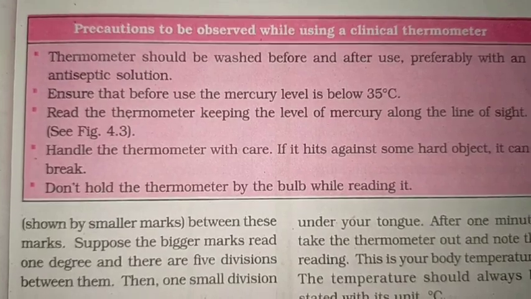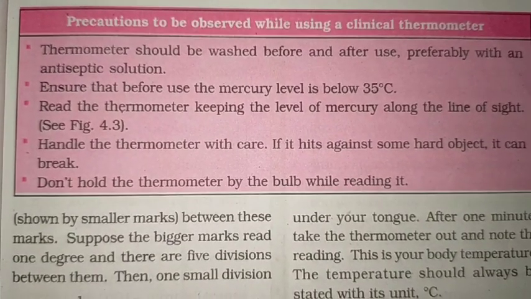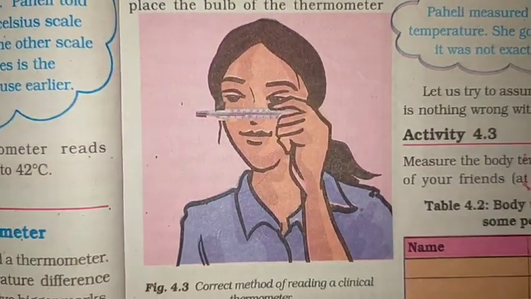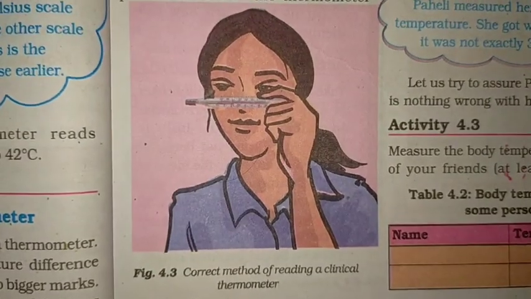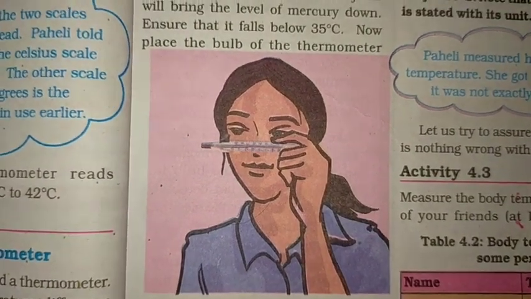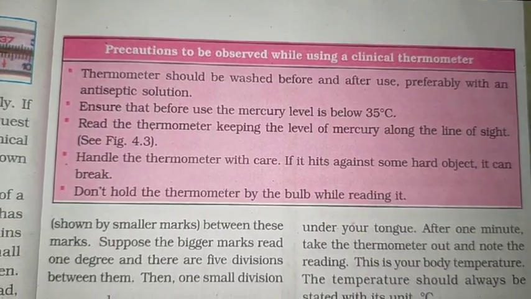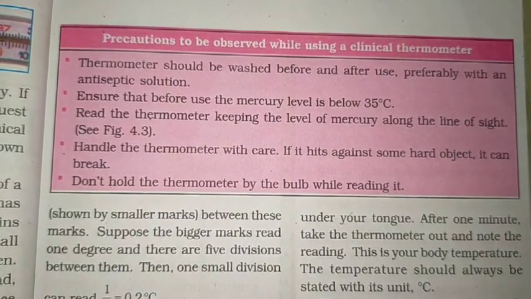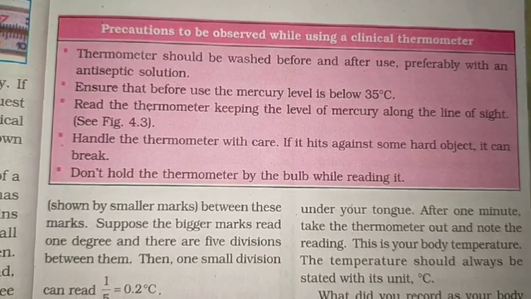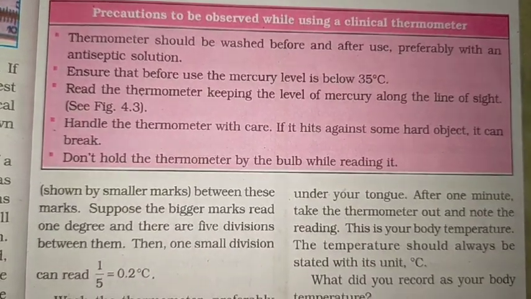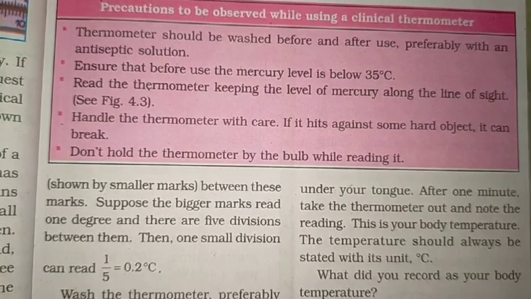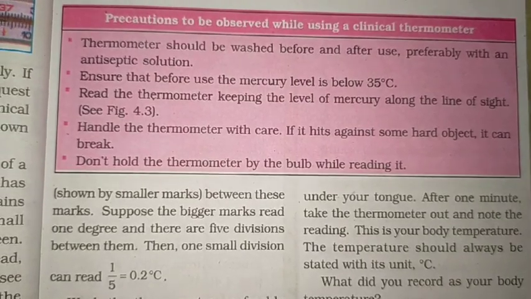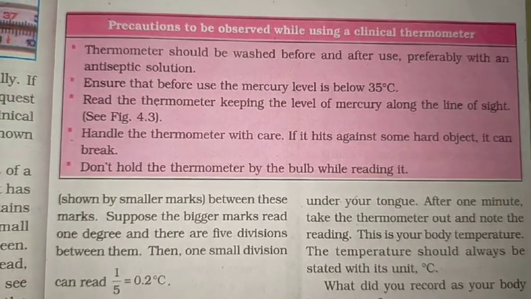Read the thermometer keeping the level of mercury along the line of sight. Look at figure number 4.3, the correct method of reading a clinical thermometer. Handle the thermometer with care. Why? The thermometer is made of glass, and if it hits against some hard object, it can break. Don't hold the thermometer by the bulb while reading it. These are the precautions to be observed while using a clinical thermometer.